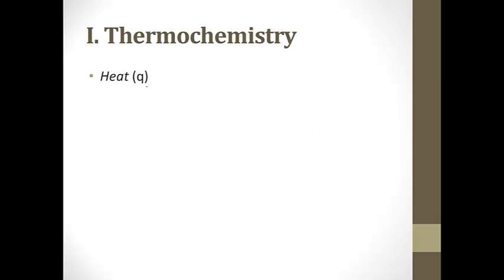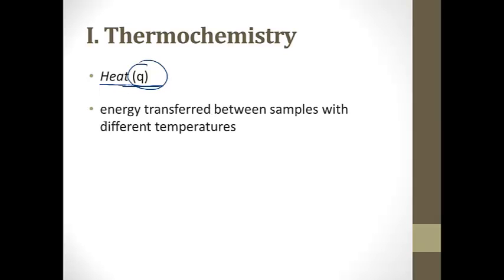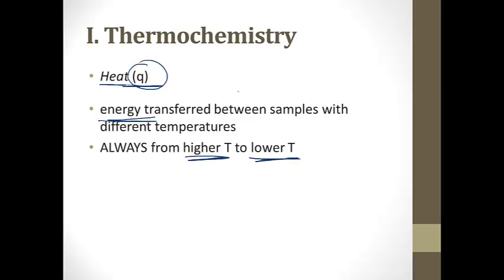Okay? So, what is this thing that we call Q then, that we call heat? And by the way, the symbol for heat is Q. Okay? Heat is a form of energy that will be transferred between samples with different temperatures. Okay? And heat will always transfer from a higher temperature to a lower temperature. Okay? Be careful of this because you can get enthalpy to transfer from something with a low enthalpy to a higher enthalpy.